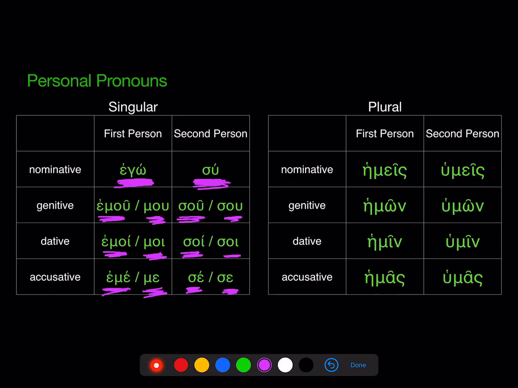Now let's look at the plurals. So first person plural, hemeis, hemon, hemin, hemas. Second person plural, humeis, humon, humin, humas. So they're just alike except for the first vowel. A way to remember this is, we, so there's the E, and you, there's your U. So you can keep them straight.